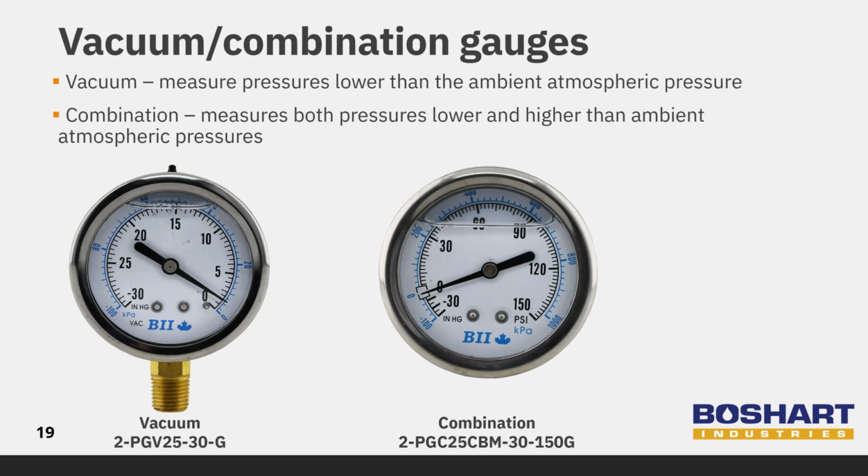Vacuum gauges measure pressures lower than the ambient atmospheric pressure, while combination gauges measure both pressures lower and higher than ambient atmospheric pressures. The ambient atmospheric pressure is set at 0 on a gauge.